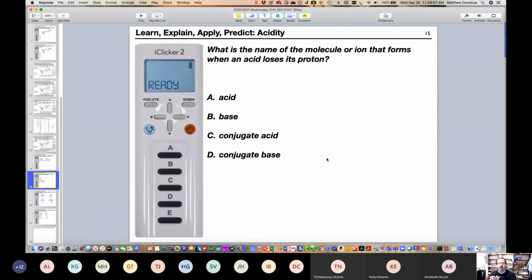So our next question, what is the name of the molecule or ion that forms when an acid loses its proton? So it's the conjugate base. So when you're given an acid-base reaction, there's two species on the reactant side and then two species on the product side. So you have acid-base, then you have conjugate base, conjugate acid. One of the learning outcomes is for you to identify those pairs and understand why they're associated with one another.